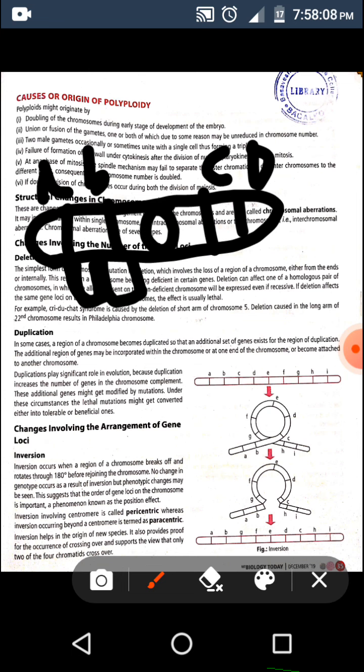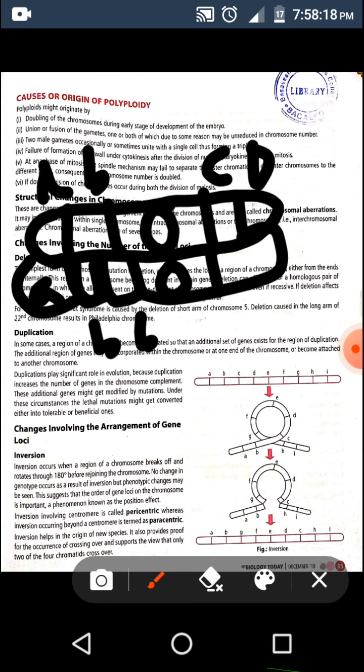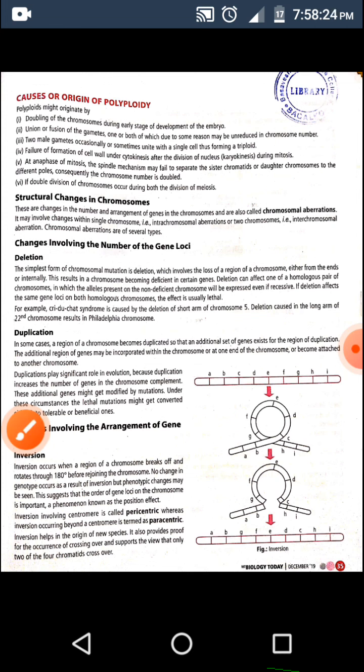For example, here the B part of the segment is duplicated and the rest remains the same. So in this way we mainly see this duplication process. Duplication is nothing but a part of the segment being duplicated, and this duplication may alter the structure of a chromosome.